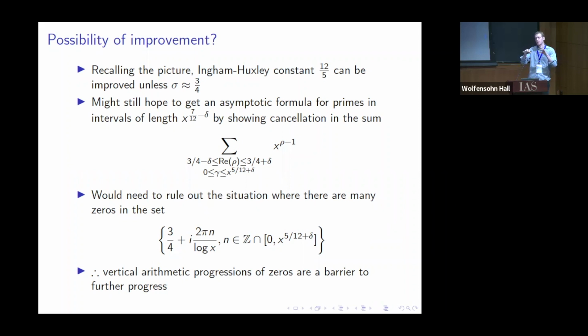Again, none of these zeros actually exist, but if we pretend that there are lots of them, then maybe they would be pointing in different directions. Maybe there's some way you could get some cancellation, and you could prove a result like this.